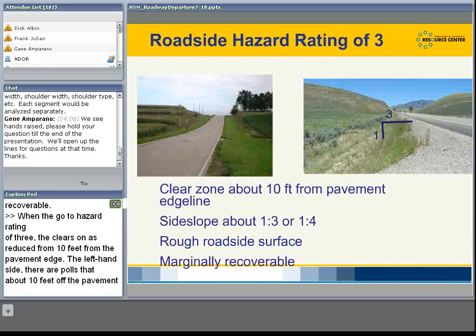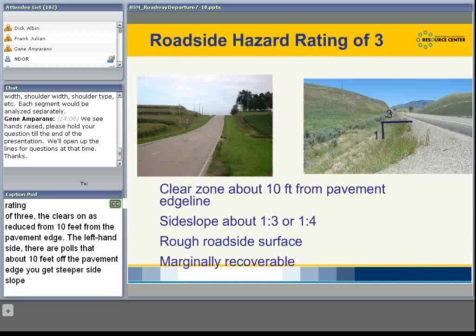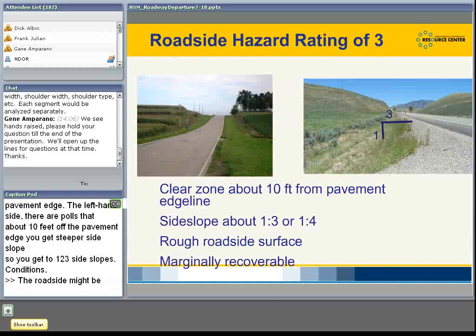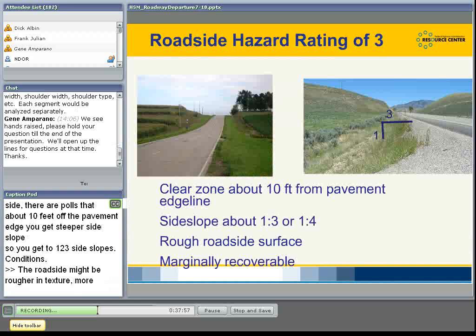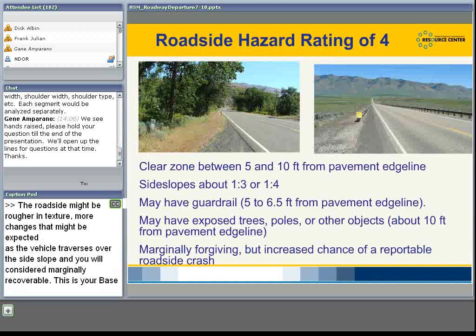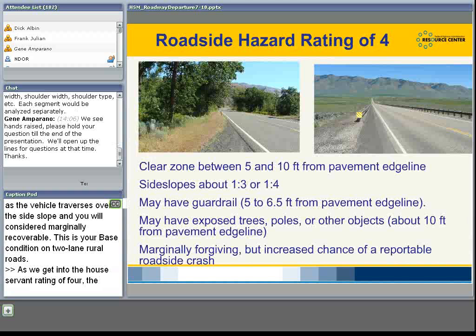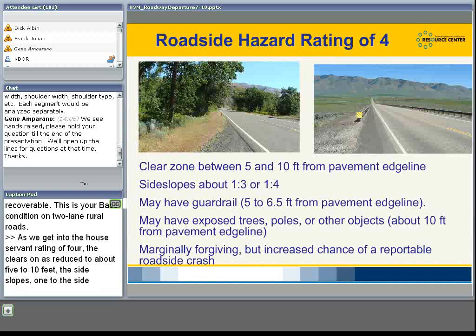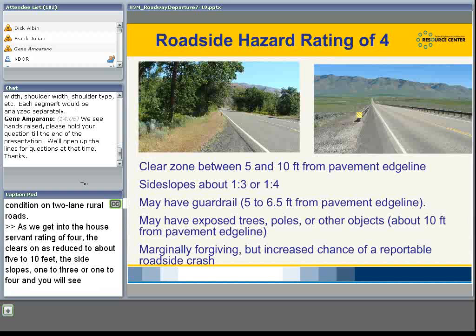As we go into a hazard rating of 3, the clear zone gets reduced to about 10 feet from the pavement edge. You can see on the left-hand side there are poles that might be about 10 feet off the pavement edge. You get steeper side slopes, down to about a 1 to 3 side slope condition. The roadside might be a little rougher in texture, with more changes expected as a vehicle traverses the side slope, and you would generally consider it marginally recoverable. And again, this is your base condition on a 2-lane rural road.